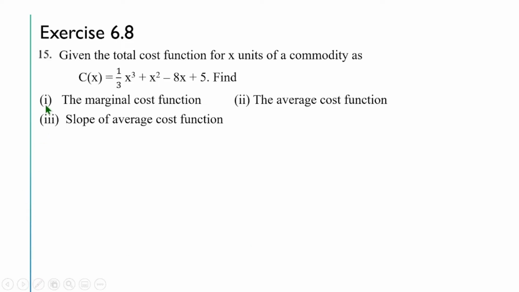So these are the questions from exercise 6.8 of chapter 6, application of derivatives, from the book Applied Mathematics, class 12 by Yamal Agarwal. Given the total cost function for x units of a commodity as C of x is equal to 1 by 3 x cube plus x squared minus 8x plus 5. Find the marginal cost function, the average cost function, and slope of the average cost function. So here we are given the cost function for x units of a commodity. We have to find the marginal cost function, average cost function, and slope of the average cost function.